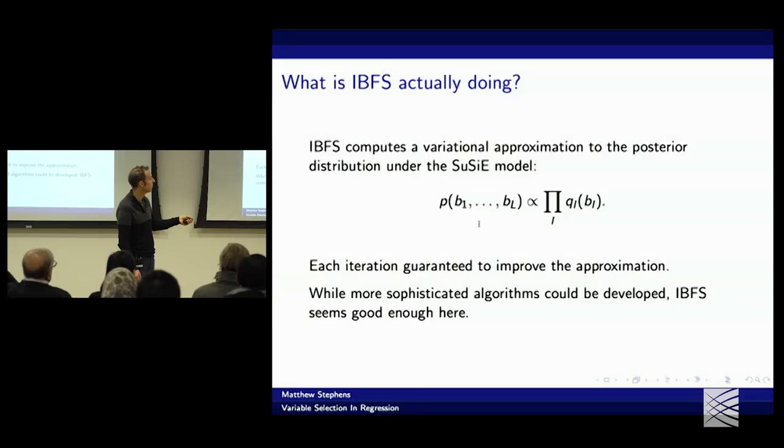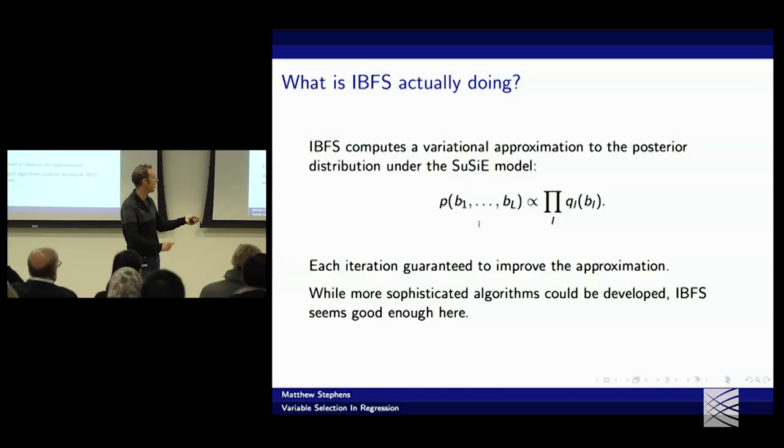So the important thing here is that we're factorizing over L. Sorry, I'm going to get technical for people who know about variational approximations, just a side note to them. We're factorizing over these L, but these do not factorize over the P SNPs. So each of these QL is a distribution on a P vector that has exactly one non-zero element, which is a super simple distribution, even though it's in p-dimensional space.